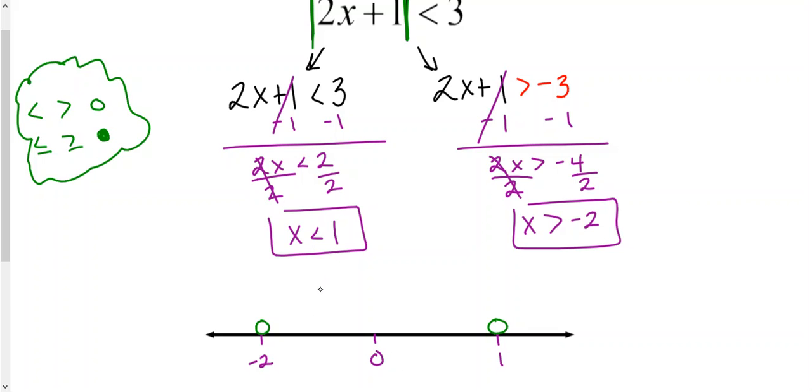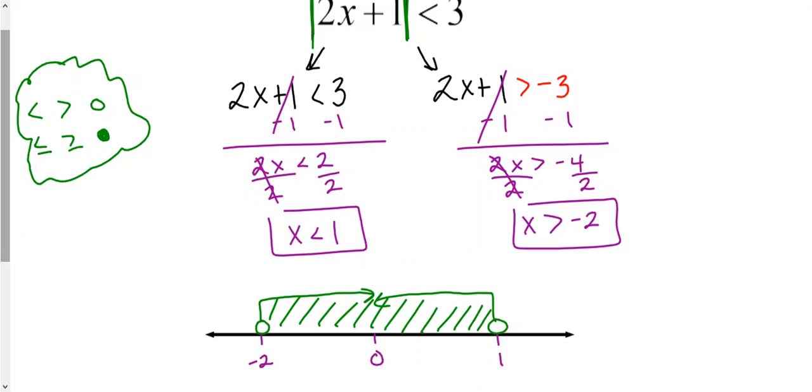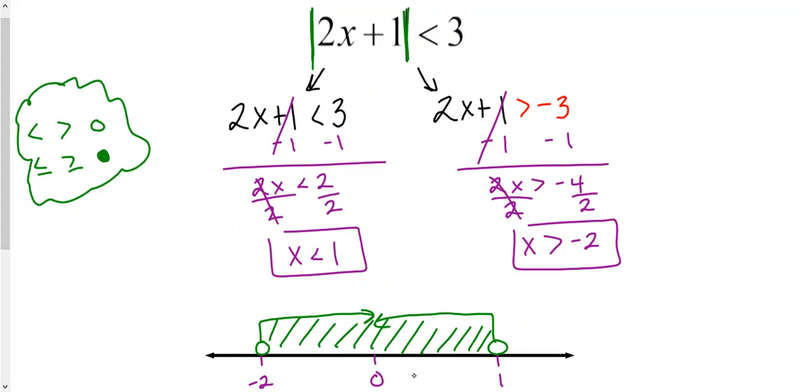But because they are inequalities, we also have to have shading. So for this one, I want to shade where everything is less than 1. So 0 is less than 1, so I'm going to shade towards 0. And then the same for the other one, I want where x is greater than -2. Well, 0 is greater than -2, so I'm going to go towards 0. And so anything in between these numbers, if you were to plug it into the original equation, it would work.